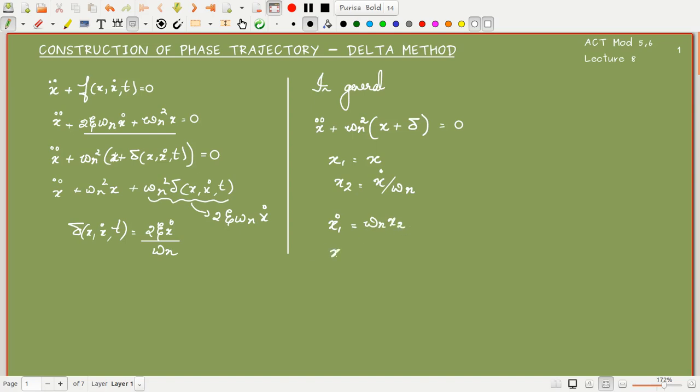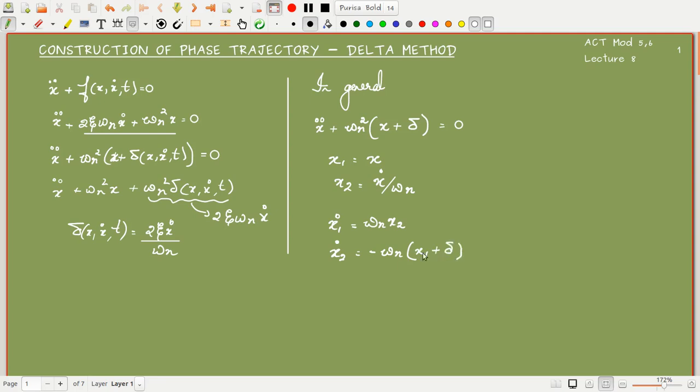So what is x2 dot? x2 dot is equal to x double dot by omega n. Here x double dot is minus omega n squared into x plus delta. Divided by omega n, this will give minus omega n into x plus delta. So it is minus omega n, and instead of writing x plus delta, we will write it as x1 plus delta.